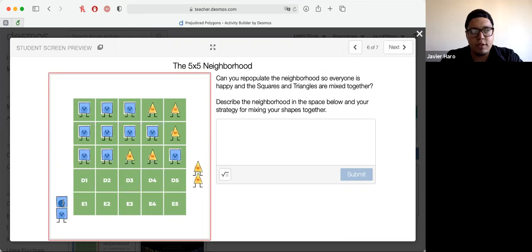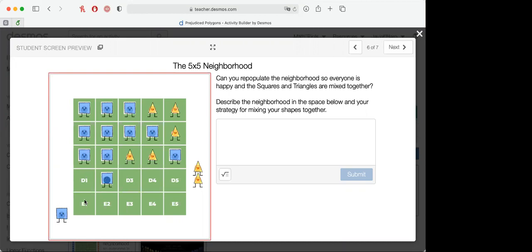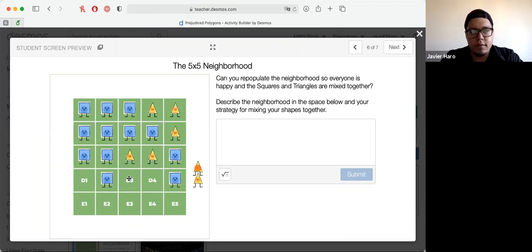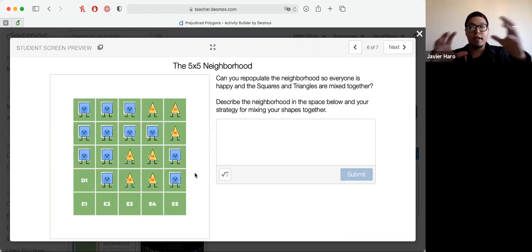Is it squares or triangles? Squares. Okay, D2 and D5. And then the triangles for the ones in between. For the D3, D4? Yeah. All right. So we definitely have the neighbors.